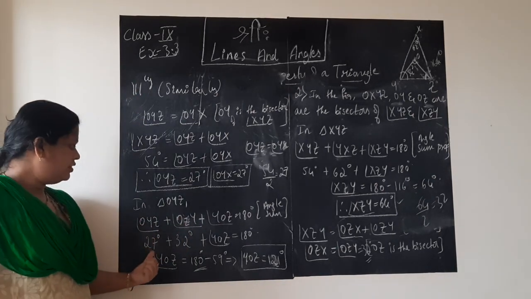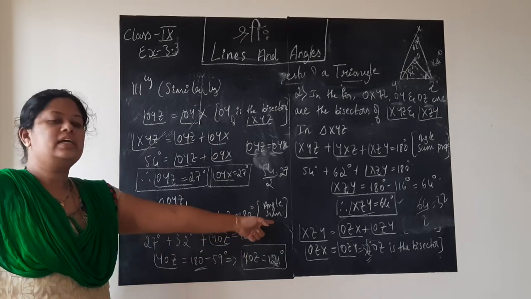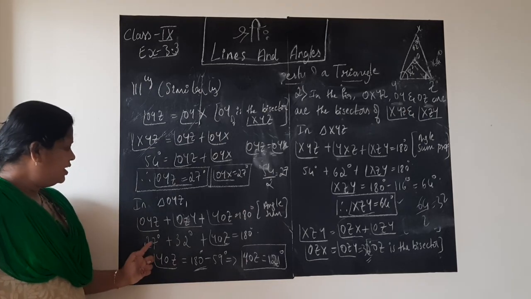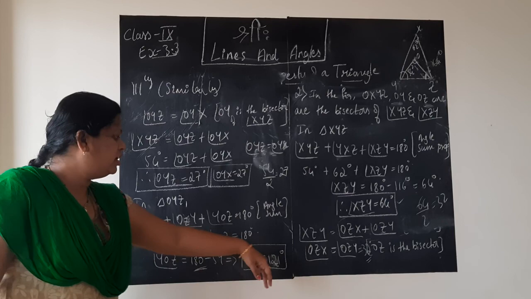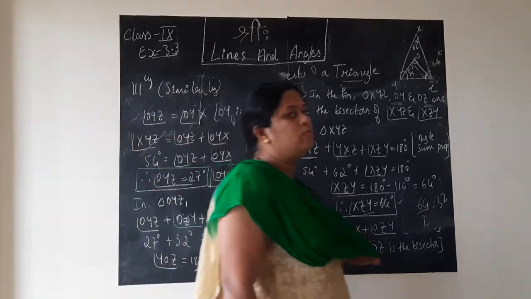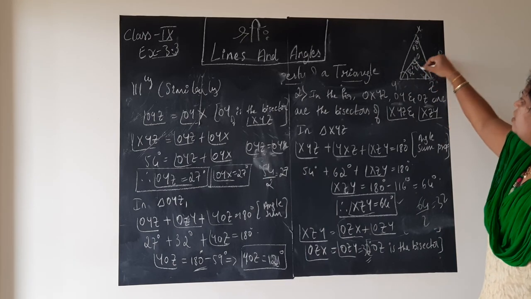So Y we know 27 degree, Z we found out 32 degree, O we don't know, is equal to 180 degree. How? By angle sum property. 27 plus 32 is 59 degree. So O is 180 minus 59. When you do, you clearly get 121. That is 121 degree is the measurement of this angle O.